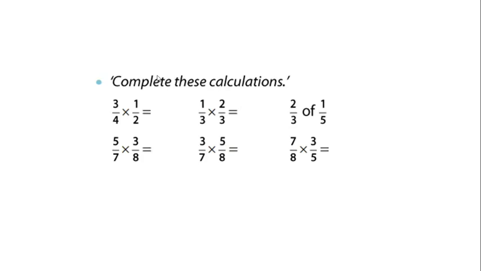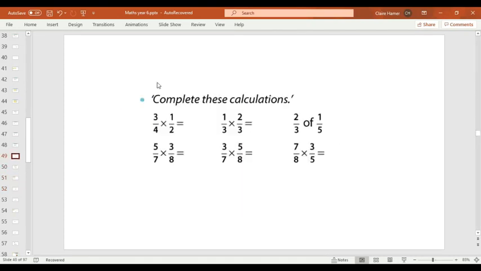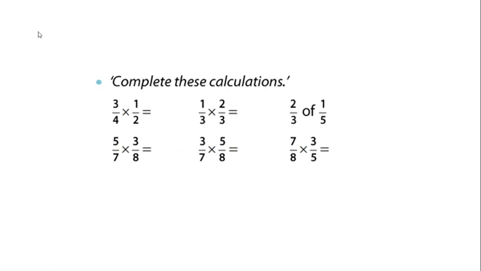So your task now, this is the only task for today, is to complete these calculations remembering the rule. Multiply the numerators together, multiply the denominators together. And remember that the word of is the same as the multiplication sign. Pause the video and write down your answers so that you can share them with me on Teams afterwards, and I'll go through the answers in a minute so you can mark them.